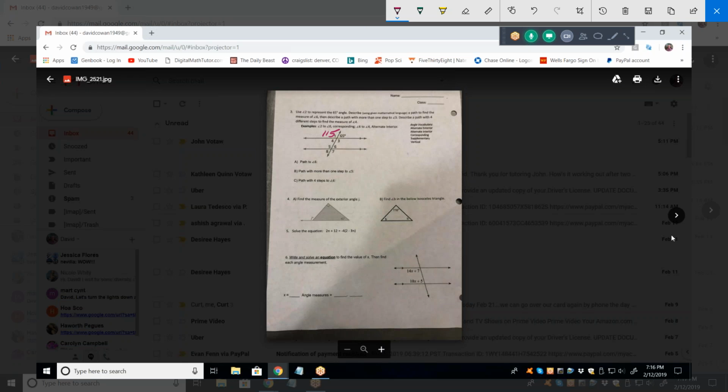Okay. Let me read the directions. Oh, God, I hate these directions. Describe a path to the measurement of angle 6. Okay, what's angle 6? Angle 6 is probably. Don't say probably. Remember, every angle there is either 65 degrees or 115 degrees. Angle 6 is 65 degrees. Okay, now describe how you know that.